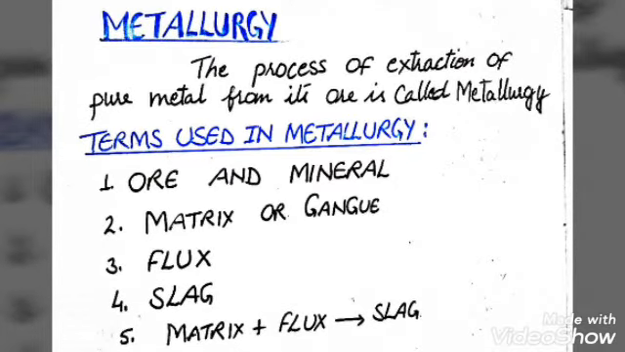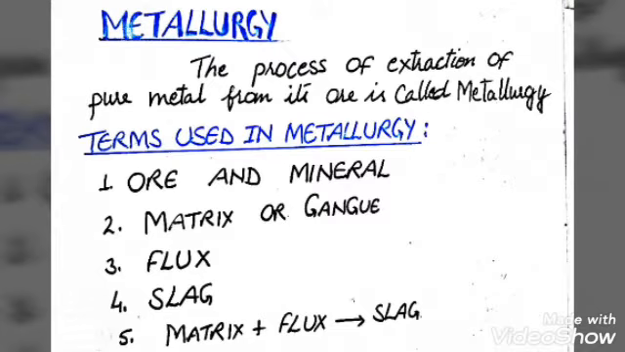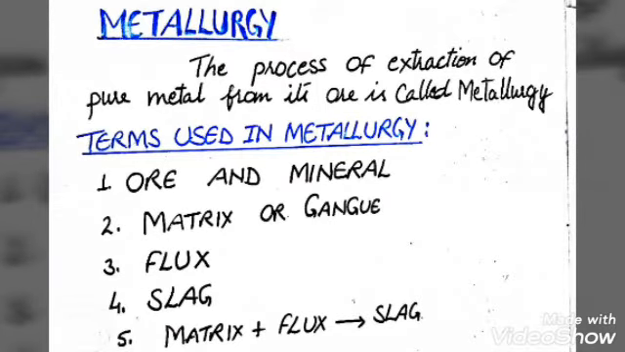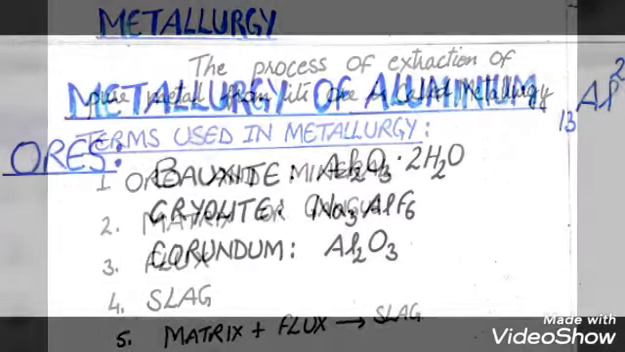These impurities are called matrix. To remove matrix chemically, some outer chemicals are added to the ore. These chemicals are called flux. Flux combines with matrix to form a fusible mass, and this fusible mass is called slag. Matrix plus flux is equal to slag.